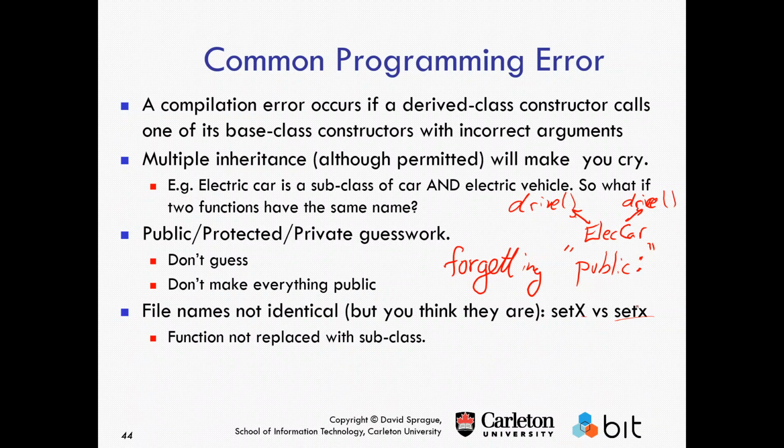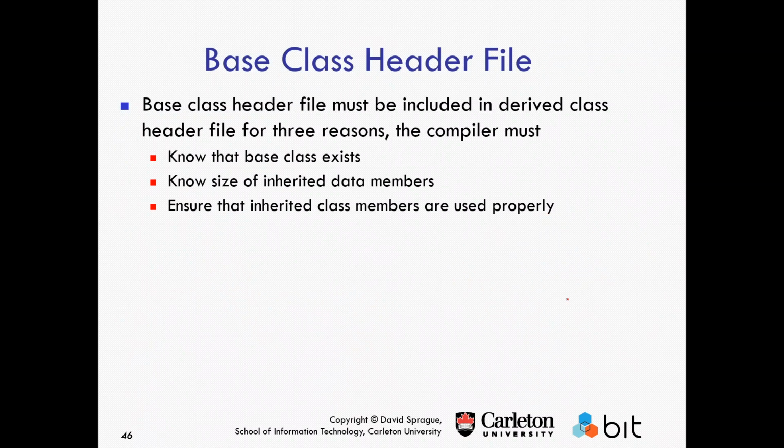As long as you're consistent, you want to make sure that the child class is replacing the parent's version of that function. As long as you're consistent, you won't run into that problem. That's why we have a consistent naming scheme for our functions, because we don't want to get into those problems. Okay, our base class header file.